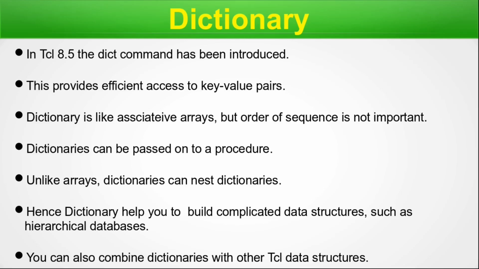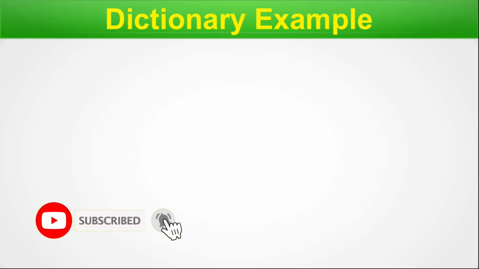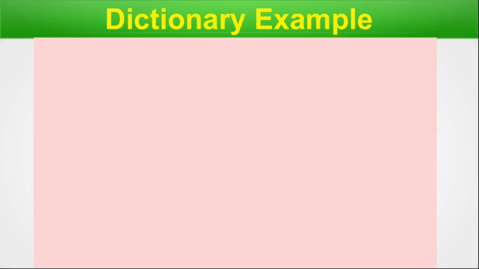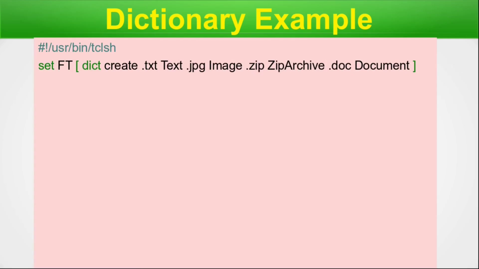So let's begin. We are showing an example of a dictionary. Here there is only the code, in the pink box. We begin with the TCL shell. And this is how we create a dictionary. First we use the keyword set, then the dictionary name is ft, and within square brackets we use the dict procedure and the create command. So dict create creates the dictionary.